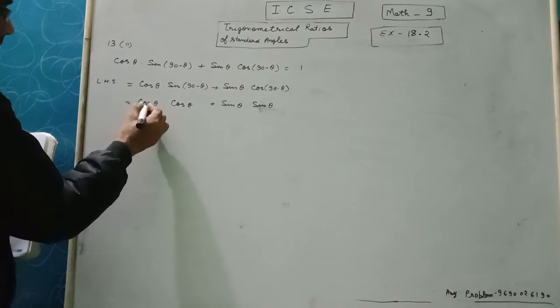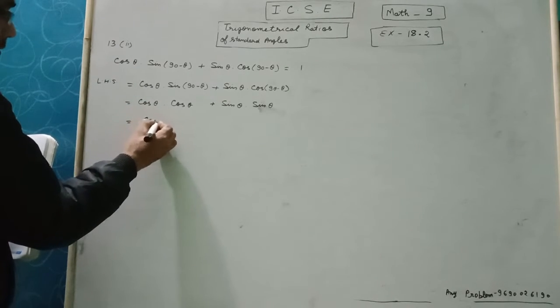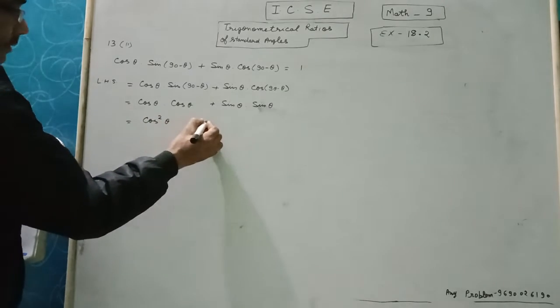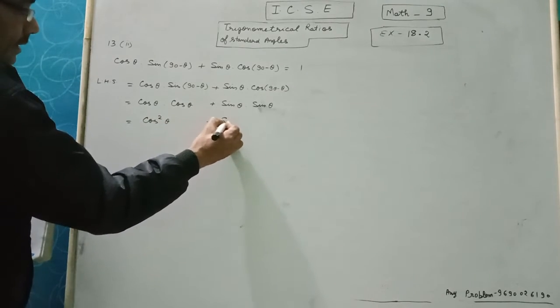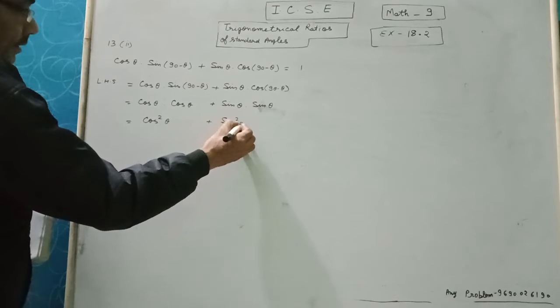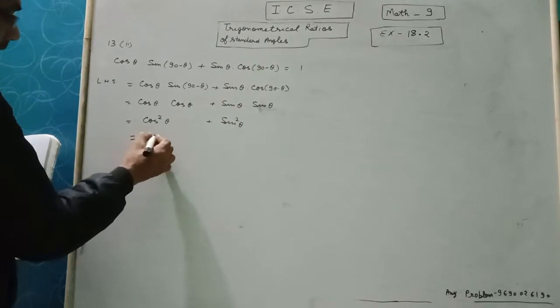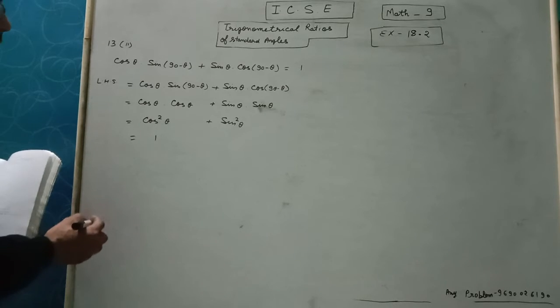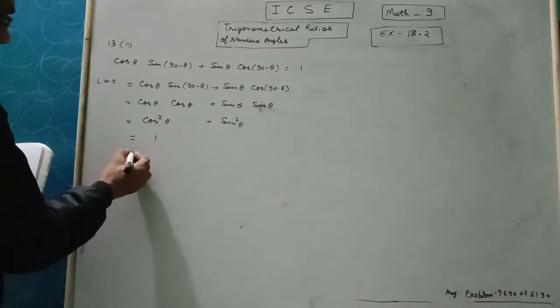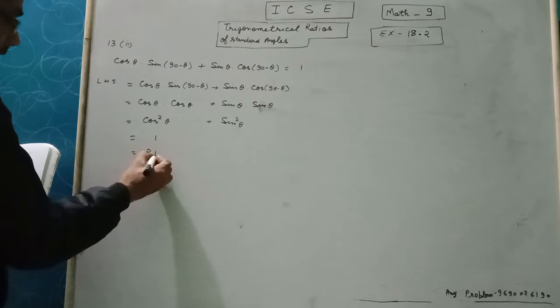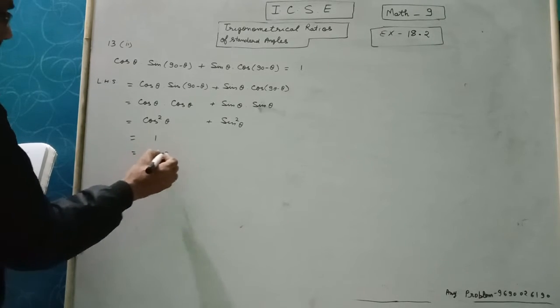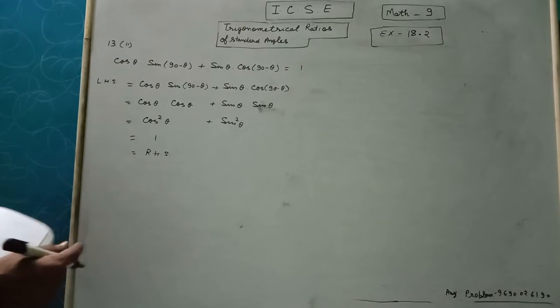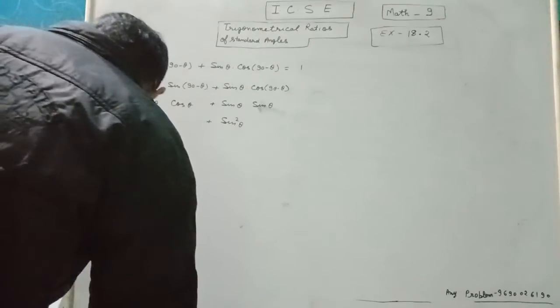After multiplying, cos square theta plus sin square theta, both make an identity: sin square plus cos square is equal to 1, that is the right hand side. Second part is complete. Third part.